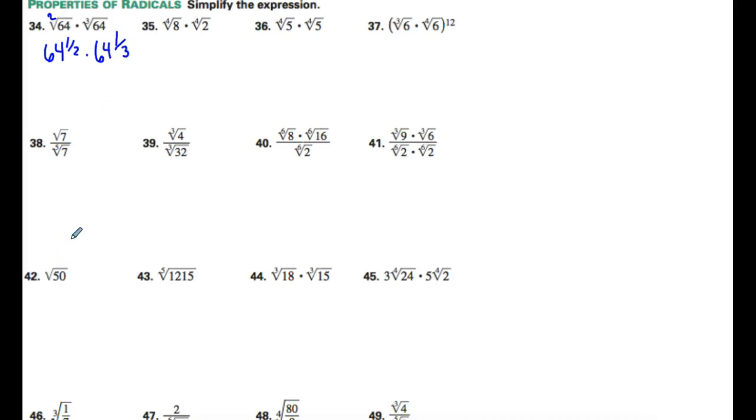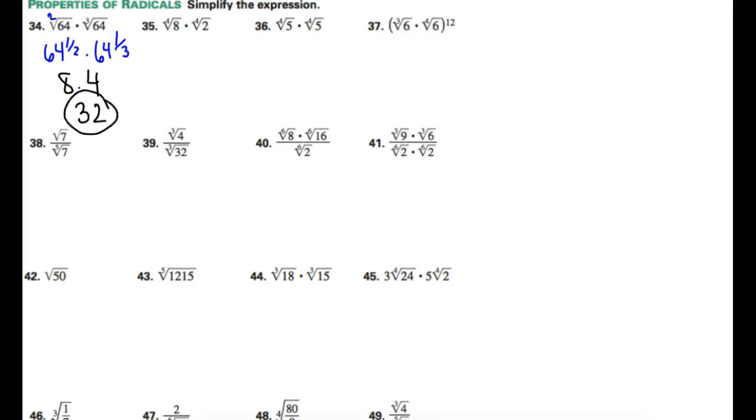Typically, I would say add your exponents, but because these come out to nice whole numbers, I'm not going to worry about that. So 64 to the 1/2, the square root of 64 is 8. 64 to the 1/3 means what number times itself 3 times is 64. Hopefully from the previous slide you remember that that is 4, and 8 times 4 is 32.